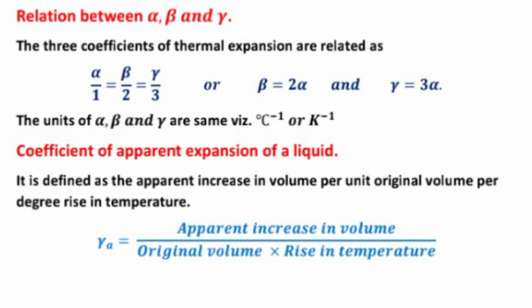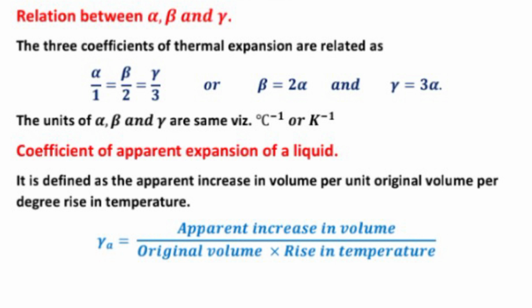Coefficient of apparent expansion of a liquid. It is defined as the apparent increase in volume per unit original volume per degree rise in temperature. Gamma A equals apparent increase in volume upon original volume into rise in temperature.